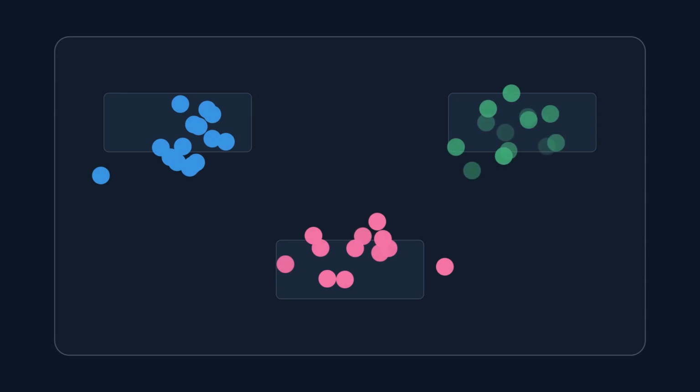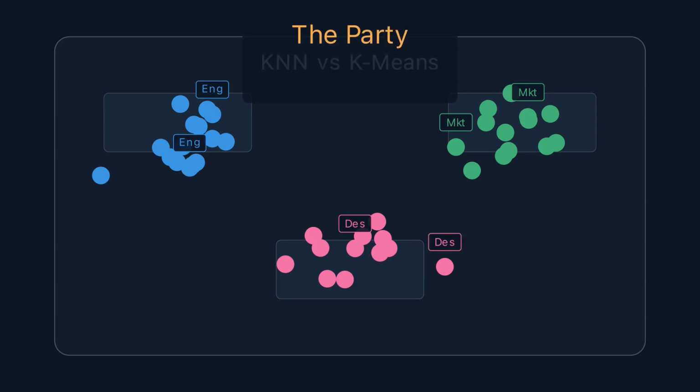A party. 50 people in a room. Engineers near the bookshelf comparing side projects. Designers by the window sketching on napkins. Marketers at the bar networking. Everyone has a name tag with their profession. Someone new walks in without a name tag.